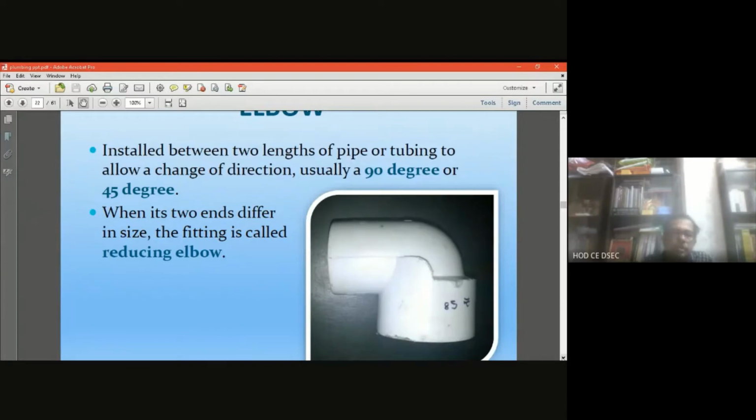So when its two ends differ in size, the fitting is called the reducing elbow. So this is the thing. The size is reducing, so it will act as a reducer. So, reducing elbow.